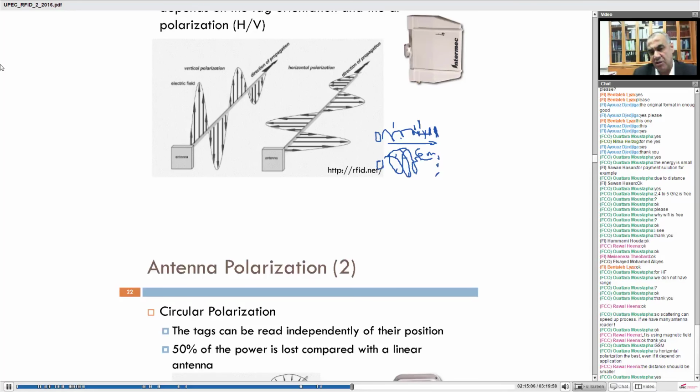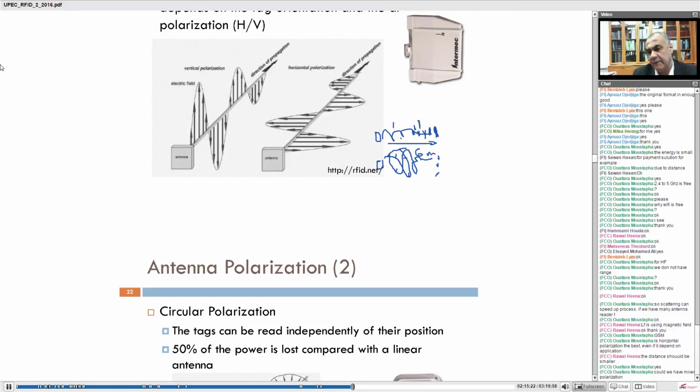So depending on your application, depending on the position of your tag, you can choose this or this. Okay? If you know a lot about your tags, you know that they are in the same position, they will not change the position, and you know the distance, so use the maximum of power by linear polarization. So this is possible. But if you do not know anything about your tags, maybe it's more secure to use circular.